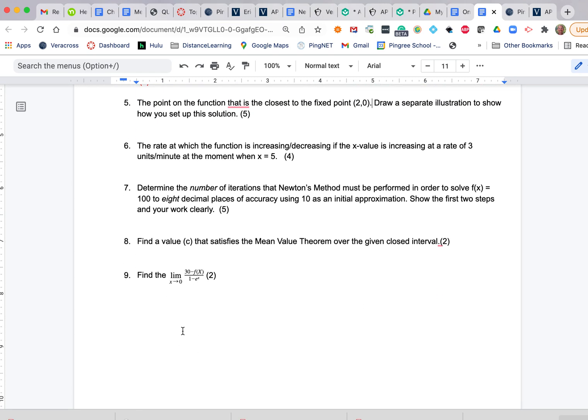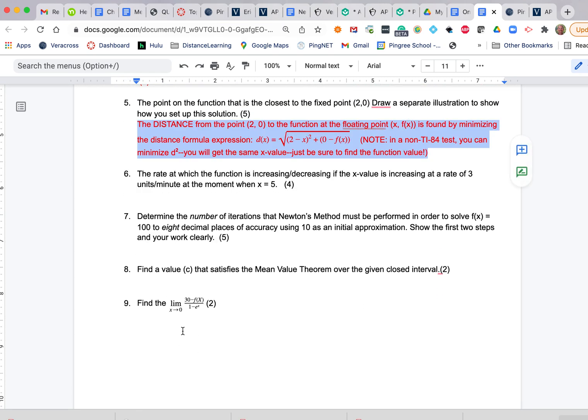Look like. So if I go like this, then the distance from that point (2, 0) to the function at the floating point, and that floating point is going to be x, and then whatever the function value is, that'll be on the function. It's found by minimizing the distance formula expression. So there's the distance formula where you just subtract the values and square each one.